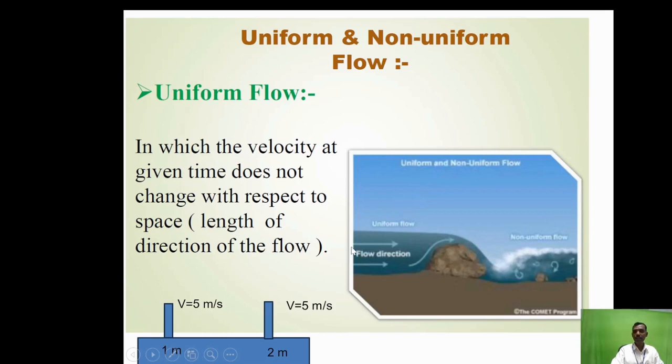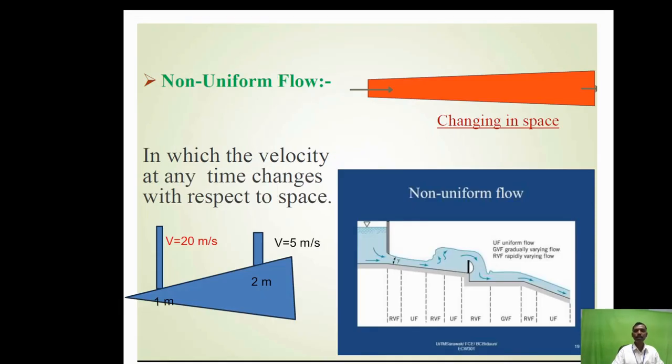See the example: the water is flowing before the stone, and the water is flowing uniformly. Here the velocity value is the same, and at this point also the velocity value is the same. So that flow is called uniform flow. Uniform flow means the velocity does not vary with respect to the distance. Non-uniform flow is that in which the velocity varies with respect to the distance.